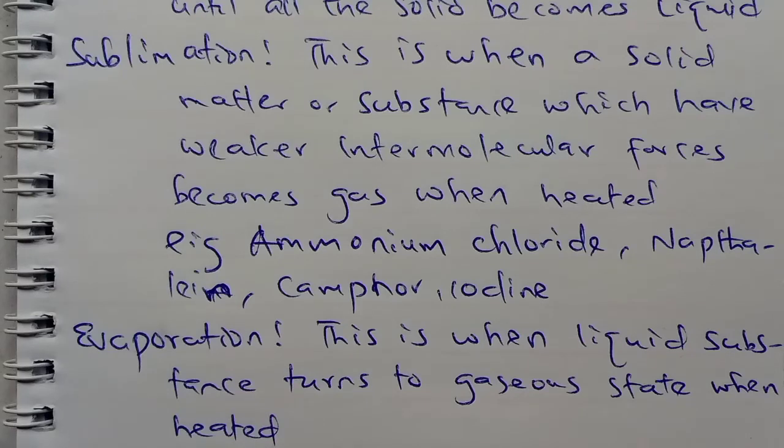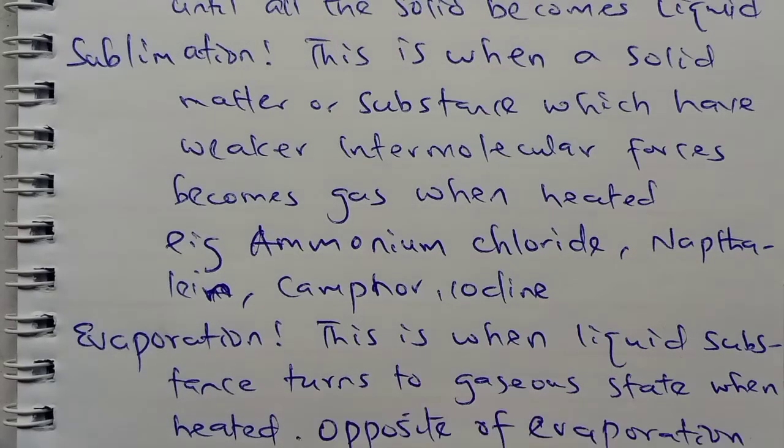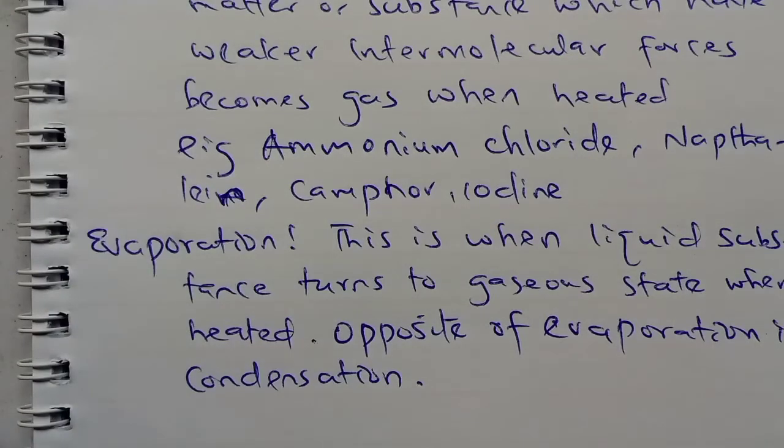At that particular point, the vapor pressure of that liquid that is forming gas is equal to the atmospheric pressure. That is why if the atmospheric pressure is low, the boiling point is going to be low. If it is high, the boiling point is going to be high. The opposite of evaporation is called condensation. Relationship between evaporation, sublimation, and melting.